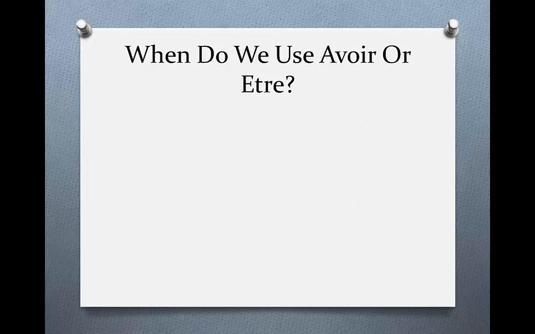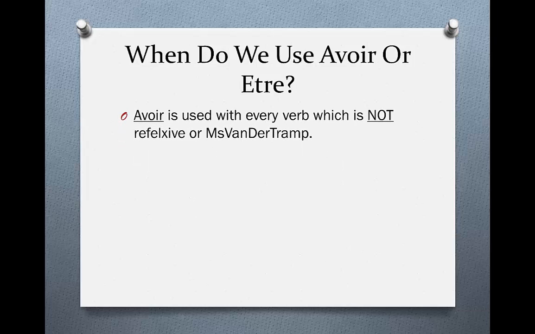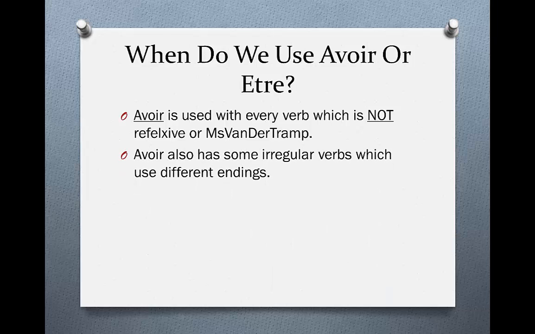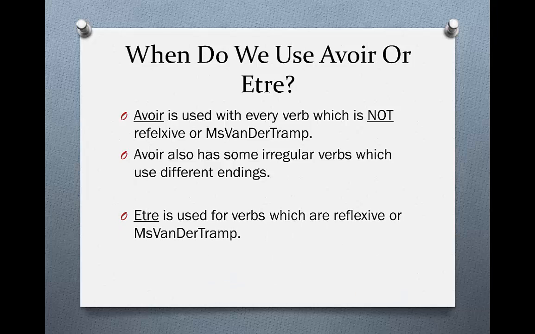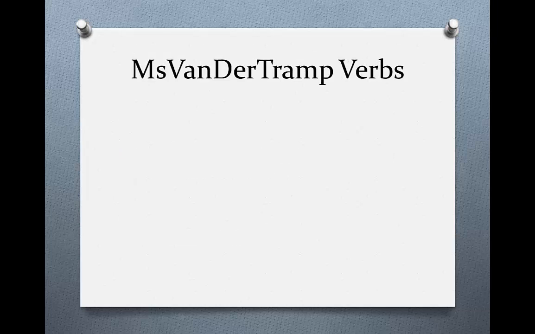So when do we use avoir or être? Avoir is used with every single verb which is not reflexive or Mrs Van der Tramp. Avoir also has some irregular verbs which use different endings. Être is used for verbs which are reflexive or Mrs Van der Tramp. So, which are the Mrs Van der Tramp verbs?